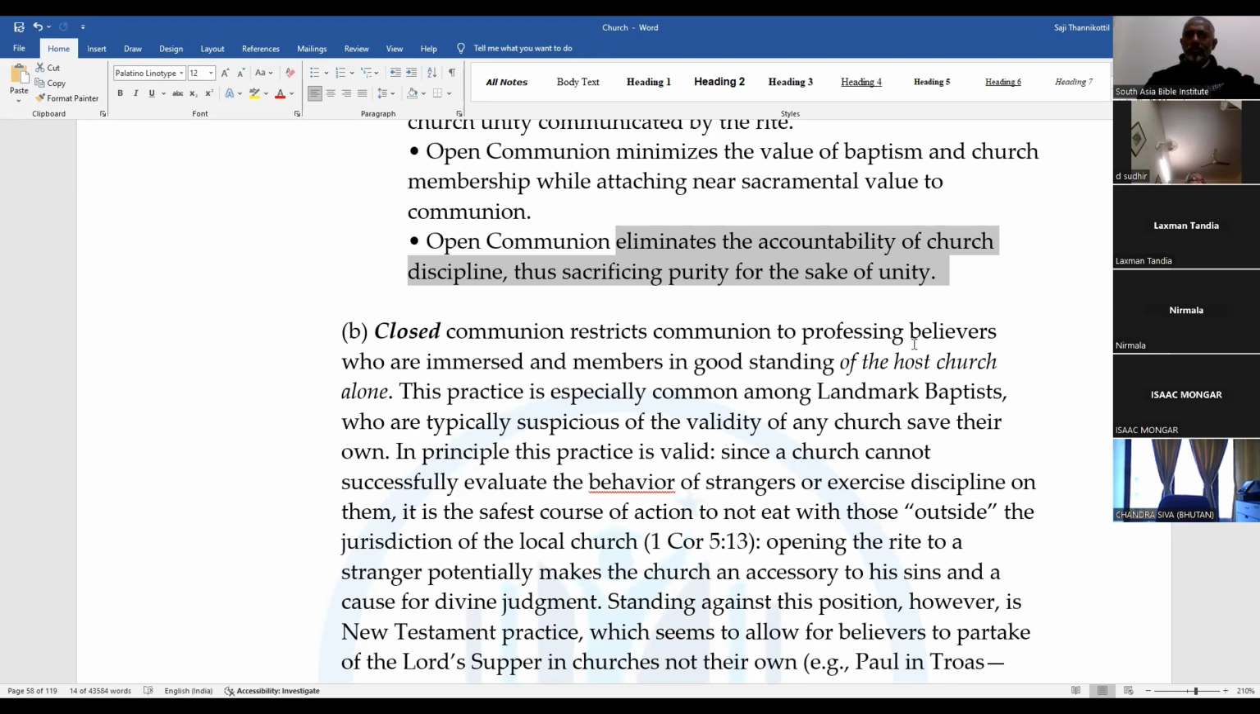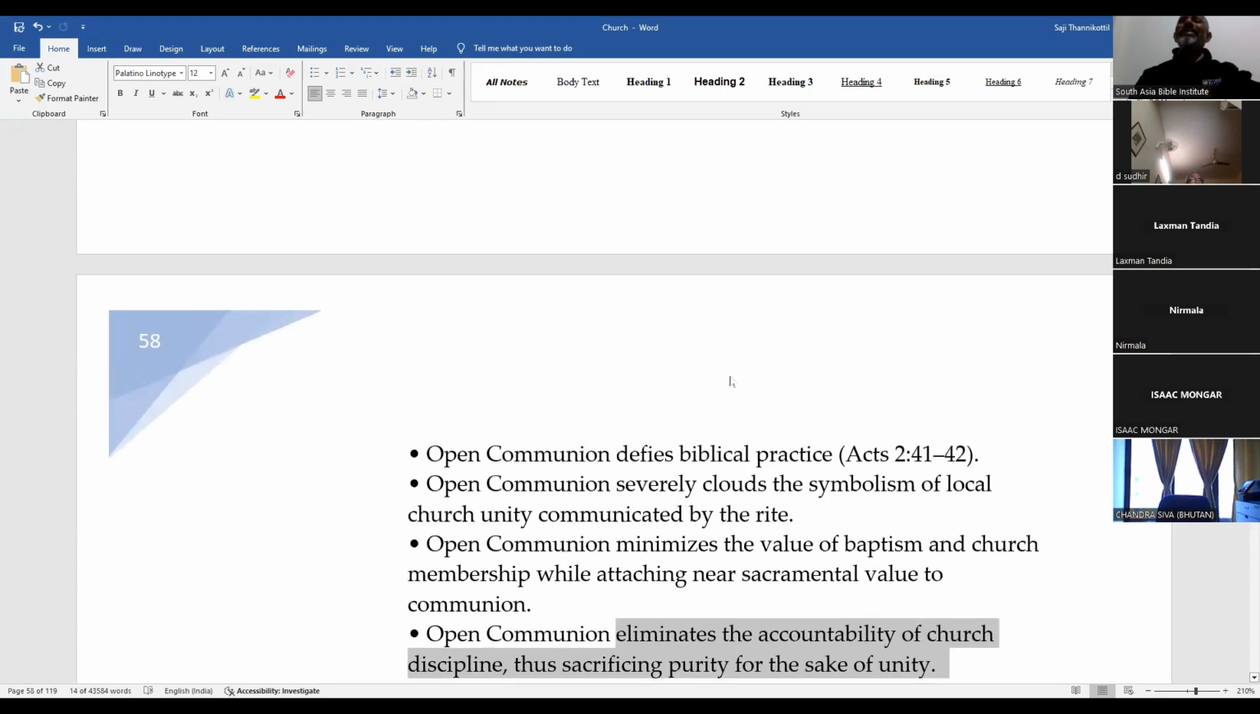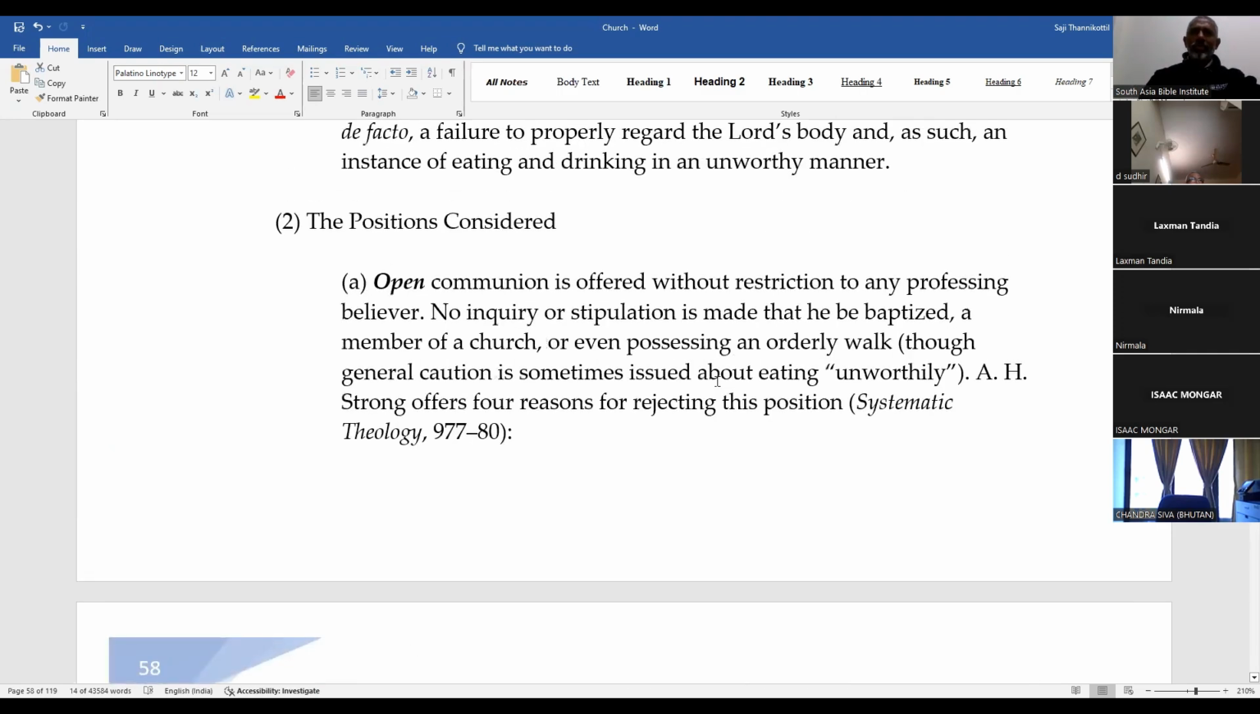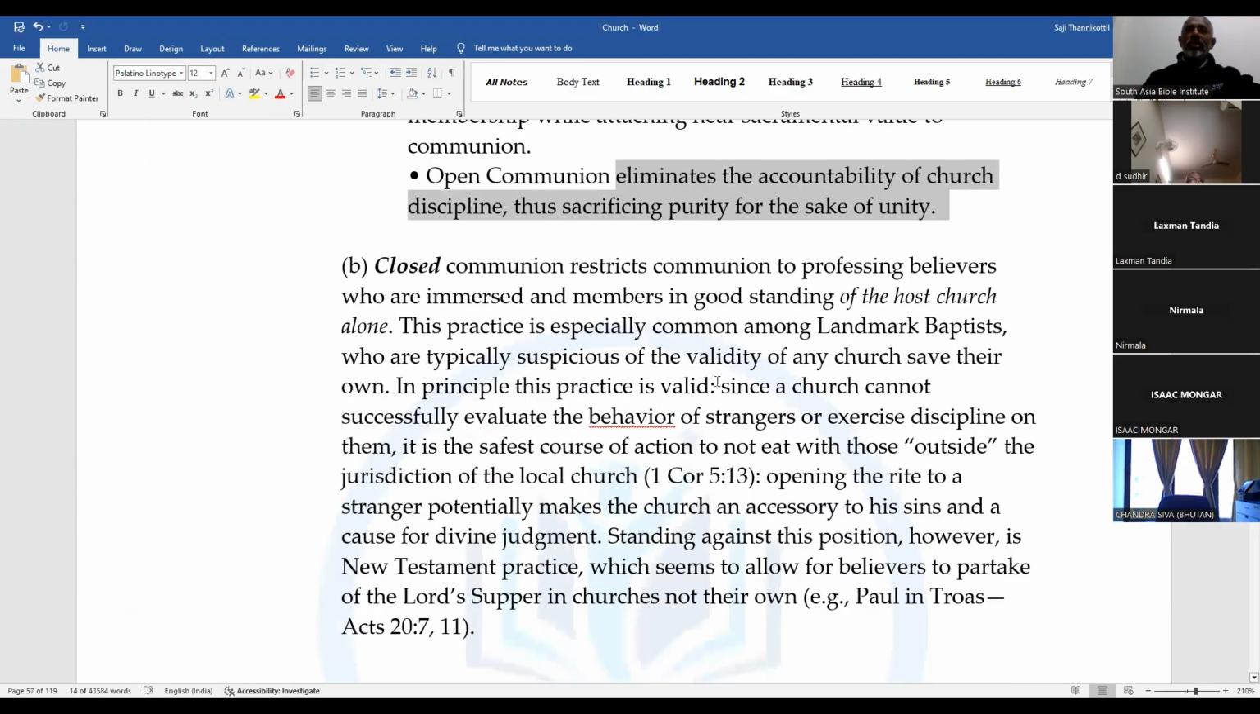Very important. So I say here that open communion is unbiblical. Unbiblical. You cannot give communion to anyone who comes to the church and say, you all are welcome. No, we don't. It's unbiblical because they don't understand the purpose of the Lord's table.